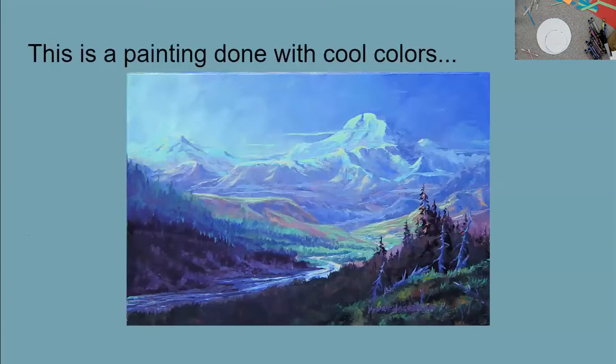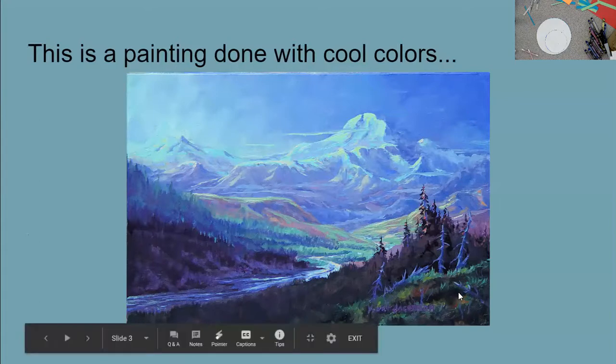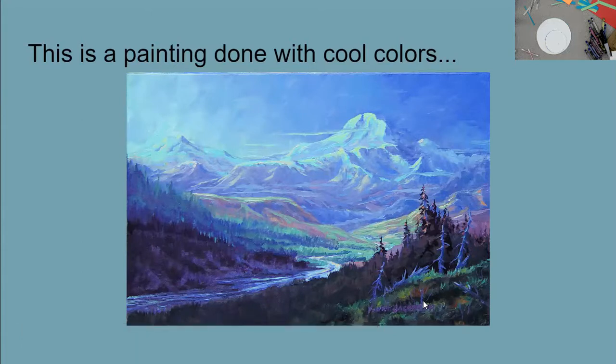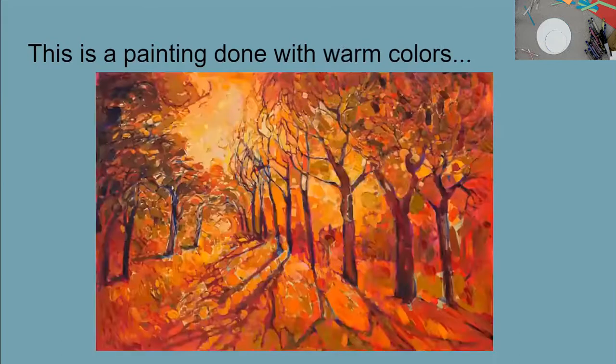So here's a good example. This is a painting done with cool colors. And you can see real small in here, you might be saying, well, hey, there's some red and there's some yellow. But because most of this painting is done with blues and purples and some greens, and because those colors are surrounded by blue and purple and green, those colors appear to be more cool, even though they might be considered a warm color. But doesn't this make you shiver just a little bit?